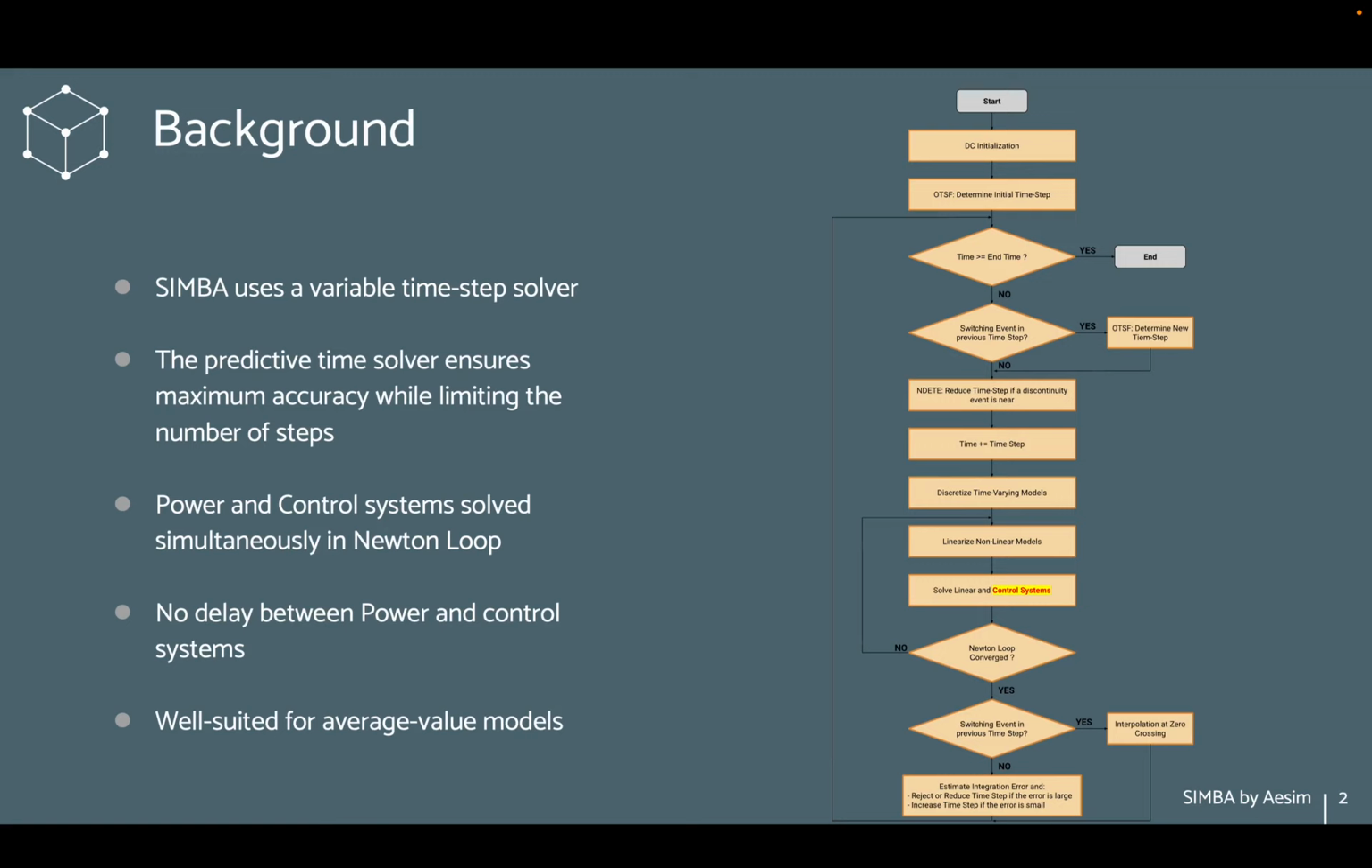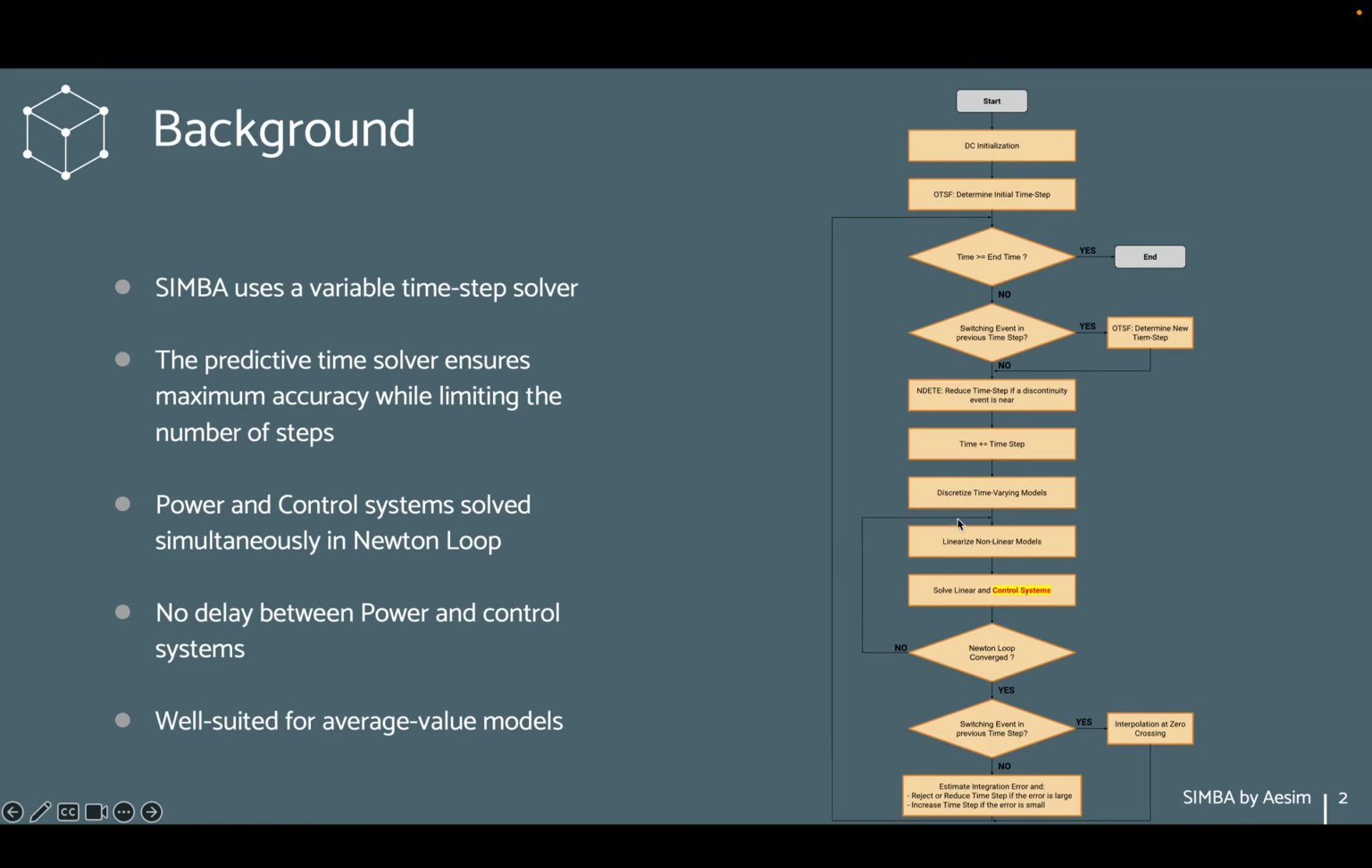SIMBA uses a variable time step solver, and we call this variable time step solver the predictive time step. It's a special algorithm that ensures the maximum accuracy while limiting the number of steps. On the right hand side here, you can see the simulation loop. Here we have the time step loop, so everything that happens in one time step. And here we have what we call the Newton loop. This smaller loop can be called multiple times per time step.